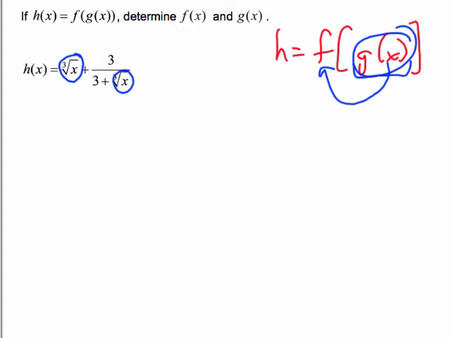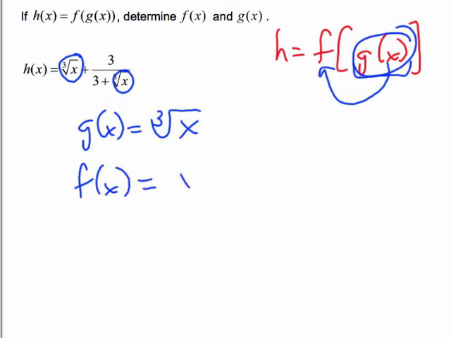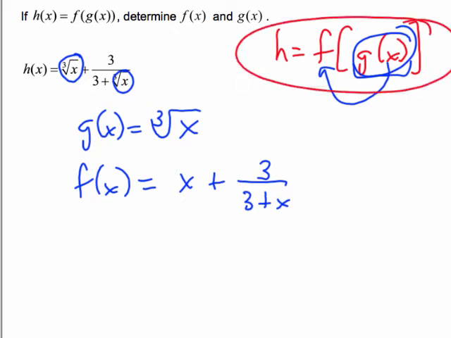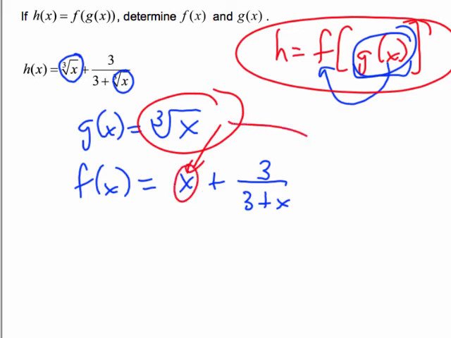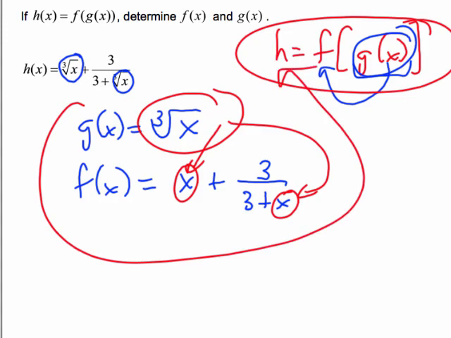Okay, so I'm going to call g of x cube root of x, and I'm going to call f of x just x plus 3 over 3 plus x. And I'm doing that because g of x, if I apply this, I would put this in every spot that I see x in here, and that would create for me h.